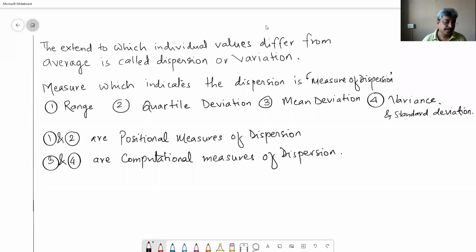First, range. Difference between the largest value and the smallest value.